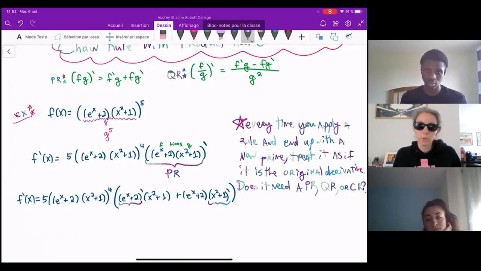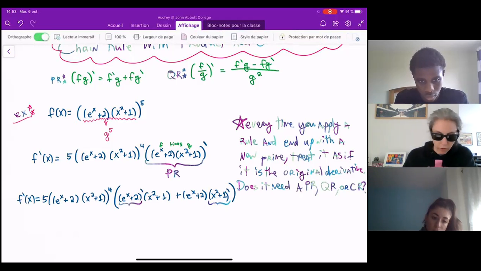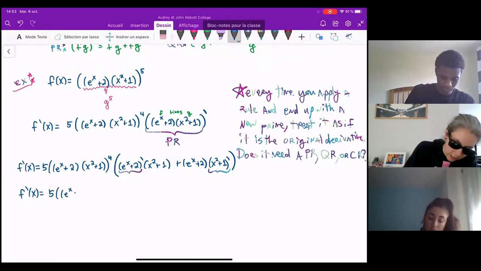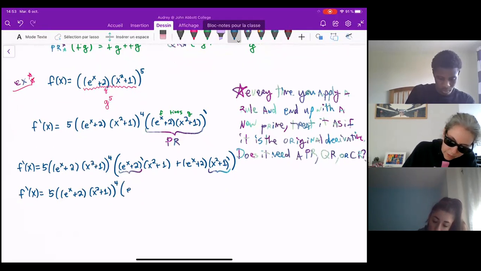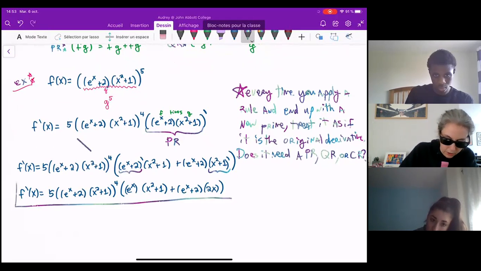What about x squared plus 1? So then we move over to that. Is that going to need a product rule, a quotient rule, or a chain rule? Also, no, that's one of our original derivatives. It's really straightforward. It's just going to be 2x. So now for this last thing, I don't have any rules left to apply. So I get f prime of x is equal to 5 e to the x plus 2 x squared plus 1 all to the power of 4 e to the x times x squared plus 1 plus e to the x plus 2 times 2x. And that is my final answer.